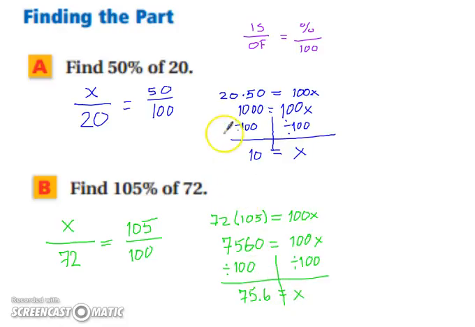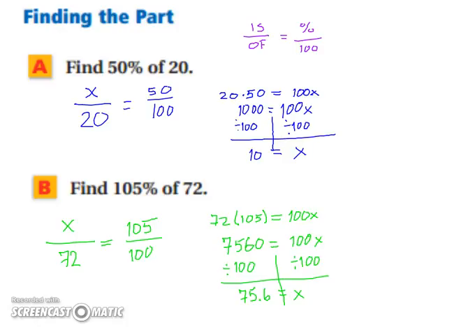Not sure if you've noticed, but when you did this one here, when you divided by 100, you ended up with 10. What did you do? Over here, you started with 7,560 and you ended with 75.6 when you divided by 100. Well, you just moved the decimal 2 places. So when you're dividing by 100, you don't have to go crazy trying to figure out too much math here. You just move the decimal 2 places and there's your answer.